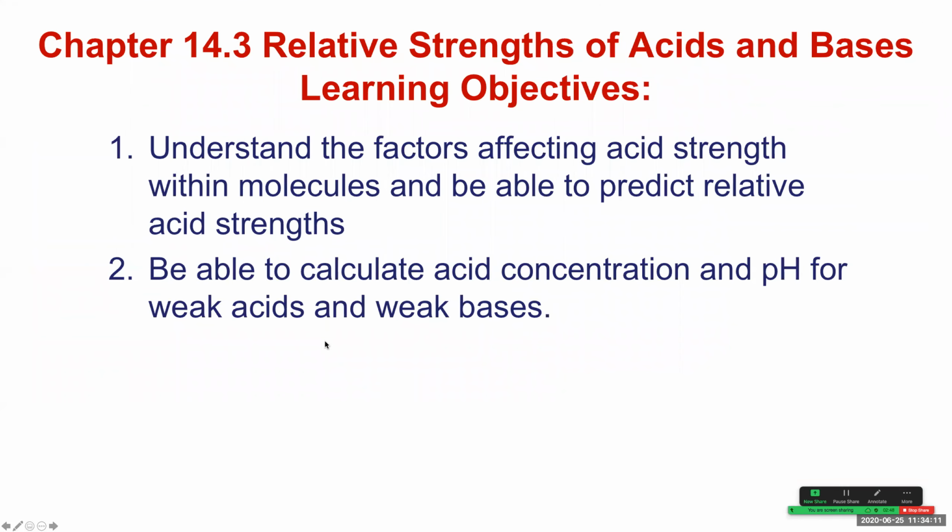Okay, chapter 14.3, relative strengths of acids and bases. So our learning objectives for this section are to understand the factors affecting acid strength within molecules and be able to predict relative acid strengths. We can use a periodic table a bit to help us predict acid strengths, but also the molecular structure will help us decide acid strength.